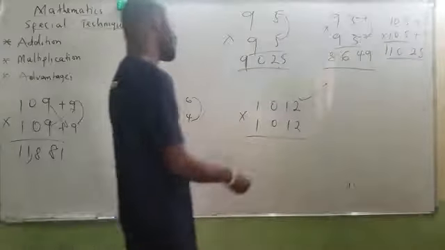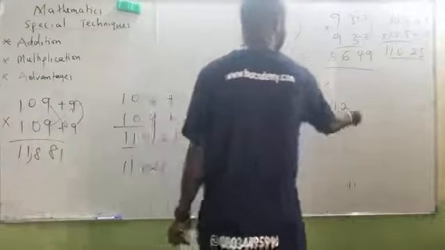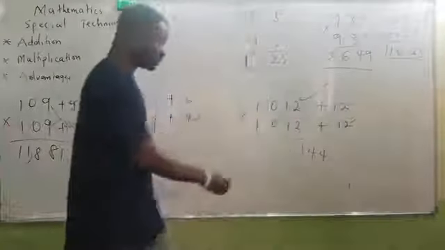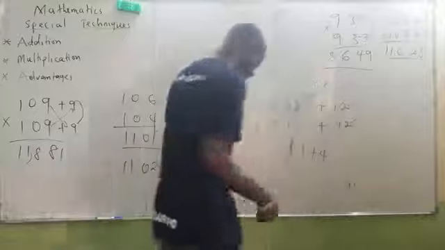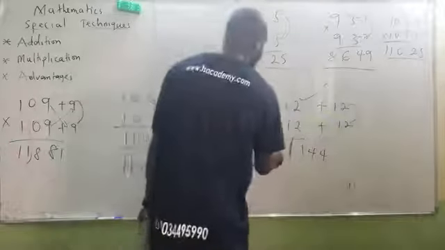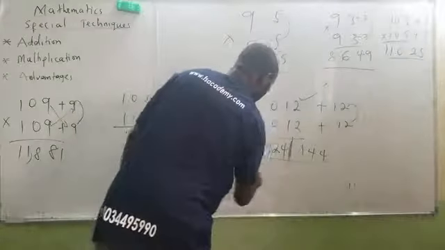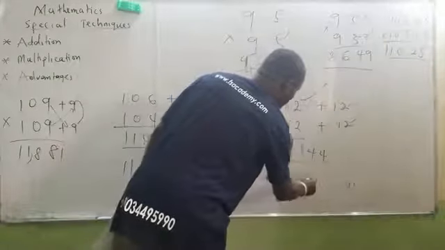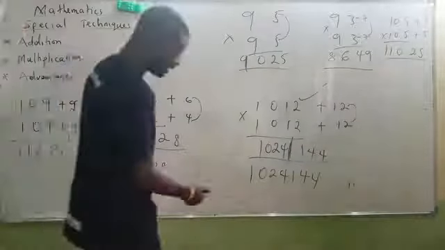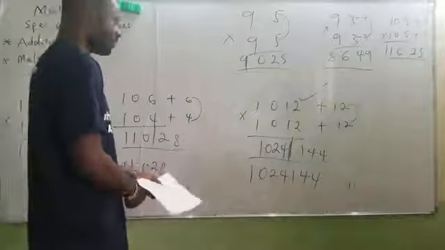It's on 1,000. Now, I will just plus 12 and also plus 12. Now, I will move on to 12 times 12. It will be what? 144. Since I know that 12 times 12 is 144, I will now do 1,012 plus 12, which will be what? 1,024. Now, my answer becomes what? 1,024,144. That is my answer.